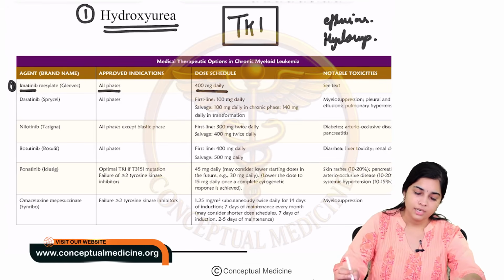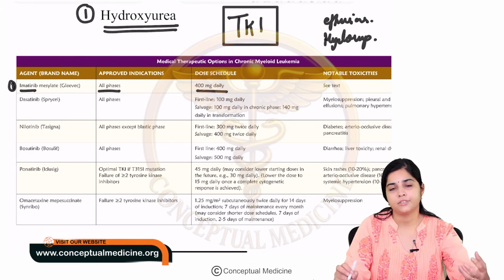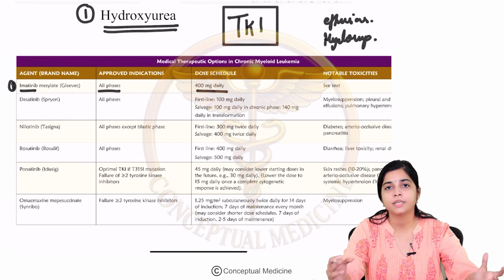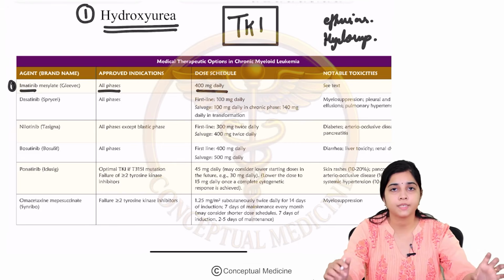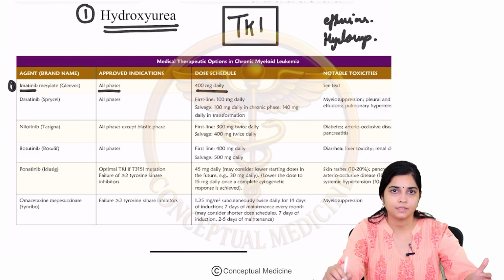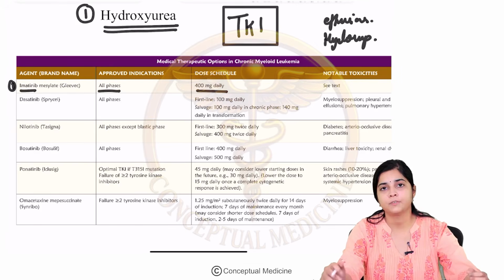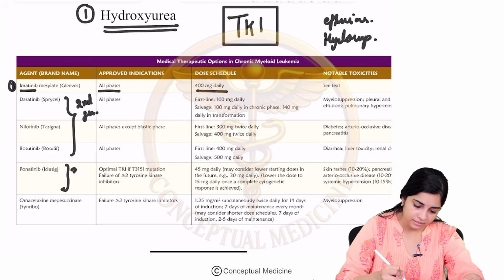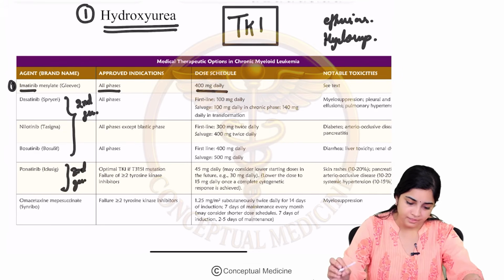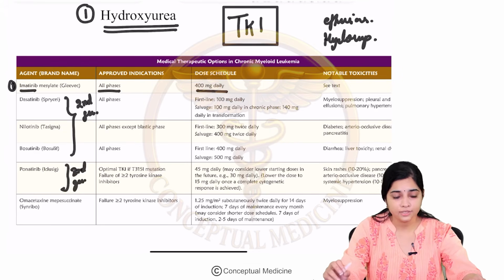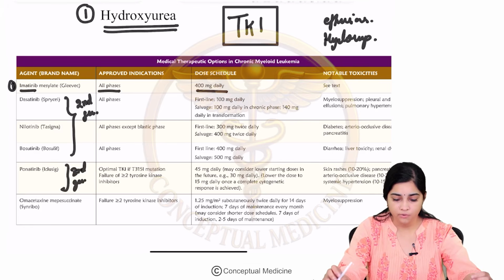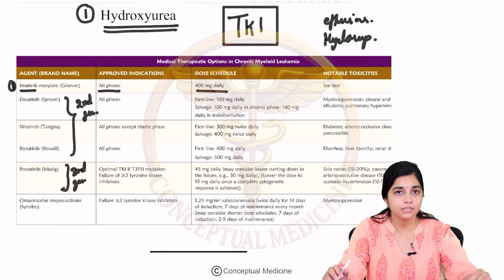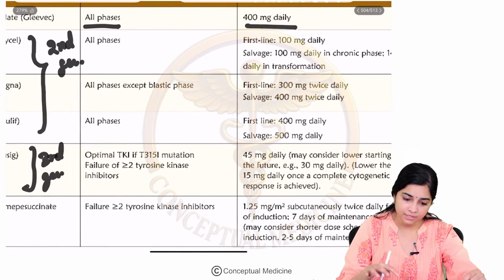Right? So this is basically a first generation TKI. But we found that there are certain specific mutations which confer resistance to Imatinib. That resulted in the development of second and third generation TKIs. Dasatinib, Nilotinib and Bosutinib are second generation TKIs, and Ponatinib is a third generation TKI. Right? So you understand that the second generation TKIs are also used in all phases, and Ponatinib is a third generation TKI which is optimal in which mutation?